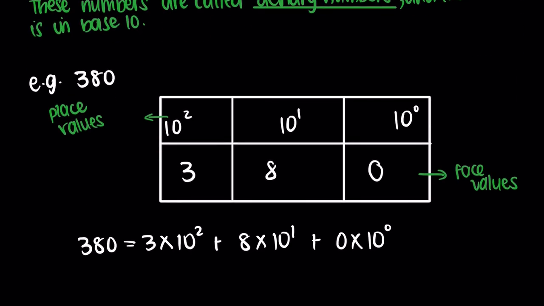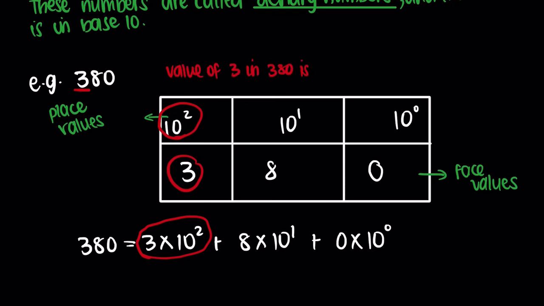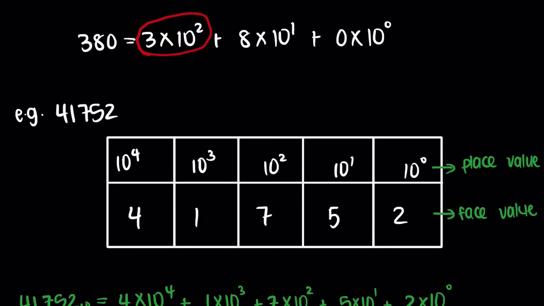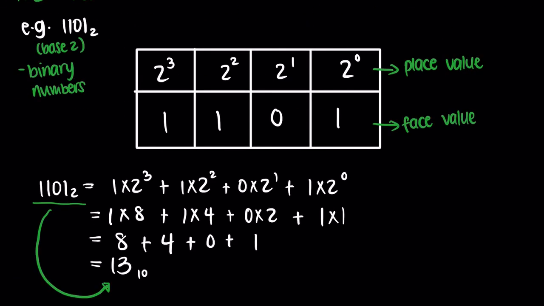Now let's look at the value of 3 in 380. This would be the place value, 10 raised to the second power, 100, multiplied by its face, 3, which is 300. The value of 5 in 41,752 is its place value, 10 raised to the first power, 10, multiplied by 5, which equals 50.